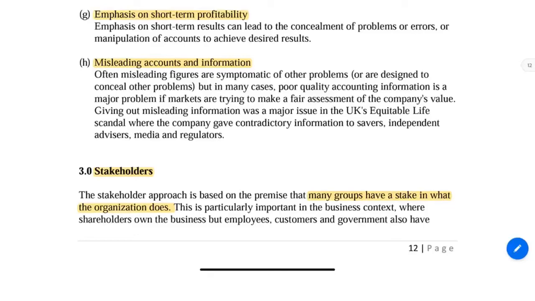Alright, let's come back to continue the last part of chapter 1 now on stakeholder. Why suddenly do we cover stakeholder in this part? I'm sure that all of you know what a stakeholder is. What is the difference between shareholder and stakeholder?